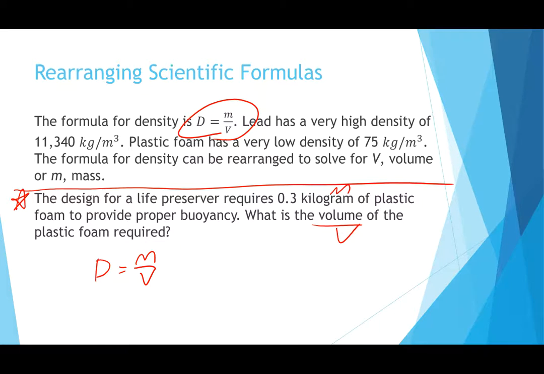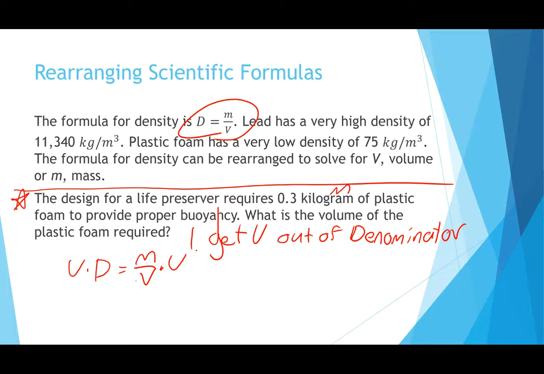What I need to do first is get V out of the denominator. Now to do that, we do what we did in the last problem, right? The only way to get this out of the denominator, because that means it's being divided, is to multiply by V. By multiplying by V, it's the only way I can get it out of the denominator. But by doing that, I'm essentially moving V to the left side. So I have V times D equals M, which is what I had in the last problem.